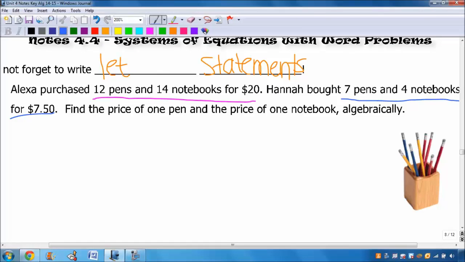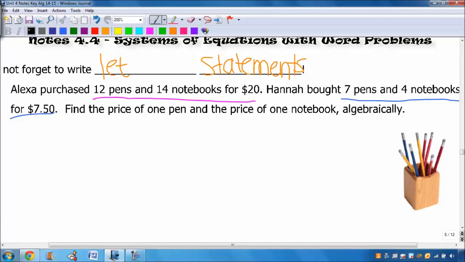So now that we've done that, we need to identify what we need to figure out. What we need to figure out is the price of 1 pen and the price of 1 notebook. Now I have to ask myself, how many things do I not know? Well, I don't know how much a pen is, and I don't know how much a notebook is. So I'm going to write 2 let statements.